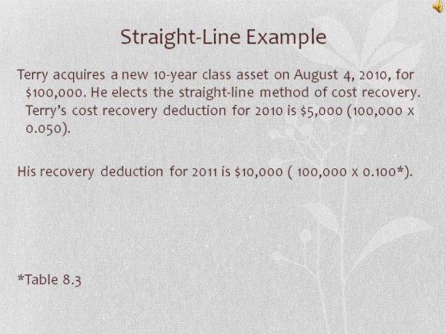Here is a straight line example. Terry acquires a new 10-year class asset on August 4, 2010 for $100,000. He elects the straight line method of cost recovery. Terry's cost recovery deduction for 2010 is $5,000, which is calculated by multiplying the $100,000 cost times 0.050. His recovery deduction for 2011 is $10,000, which is $100,000 times 0.10, which is from Table 8.3.